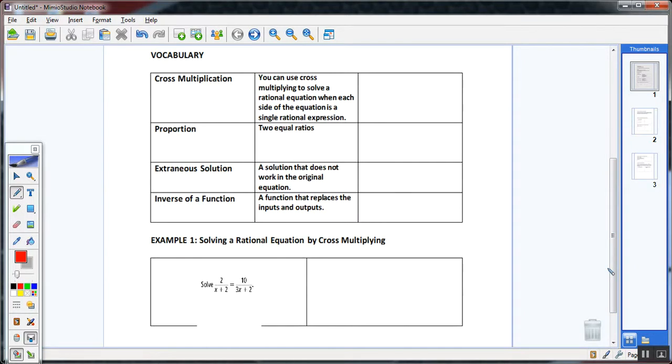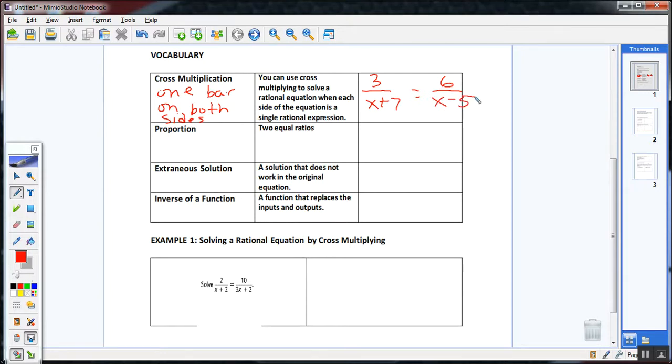Cross-multiply. What does that mean? How about a volunteer to read that? You can use cross-multiply to solve a rational equation when each side of the equation is a single rational expression. And when I say single rational expression, that means just one bar on both sides. Now keep in mind, we're talking equations here, kids. So we might be looking at something like this: 3 over x plus 7 equals 6 over x minus 5.